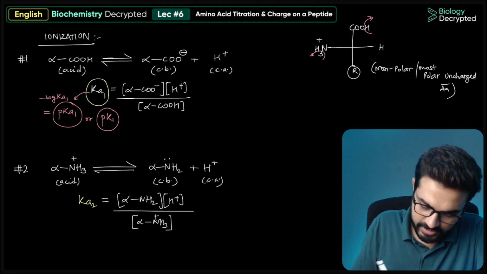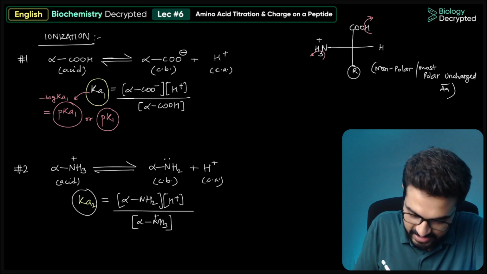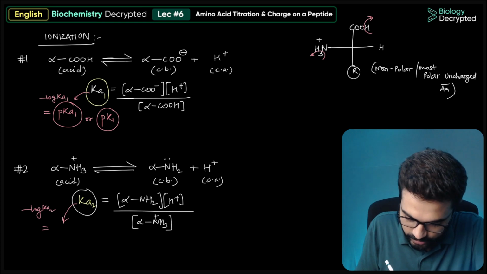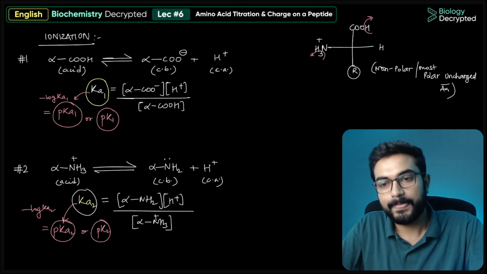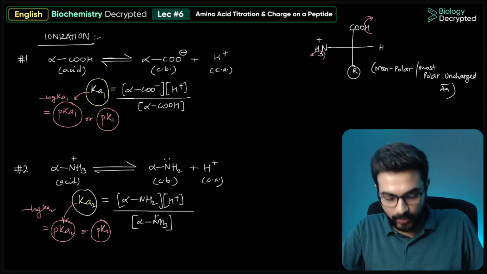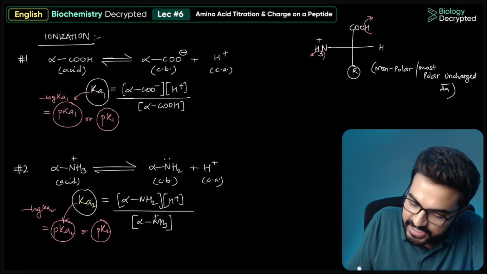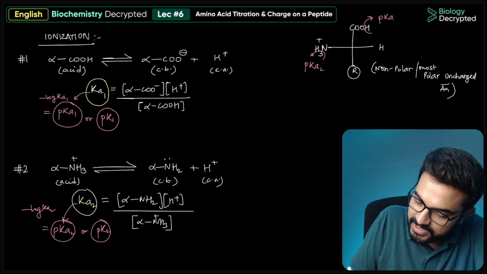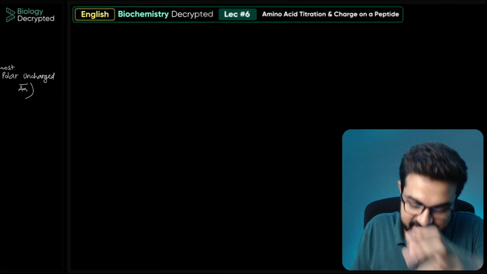And again, if there is Ka2, by taking the negative log of Ka2 we can get pKa2, or simply we can say this is pK2. So this is how we get pK1 and pK2, and this is common for all. The ionization of this will be associated with pK2, and this will be associated with pKa1. Now let's further understand the mechanism.